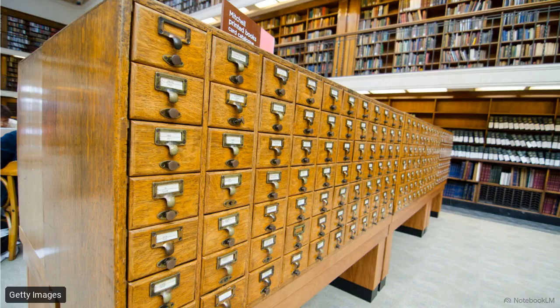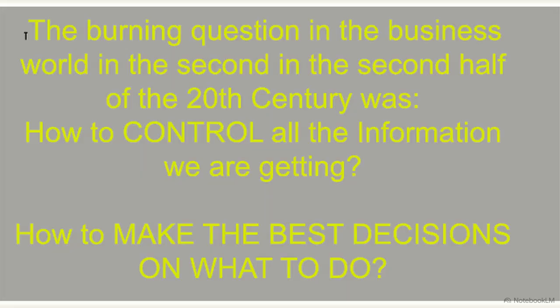By the 20th century, the amount of recorded knowledge grew into a vast ocean of paper. This photo shows a library's wooden cart catalog. Institutions used massive physical indexing systems like this to manage millions of individual facts and documents. This slide shows the burning question for the business world in the second half of the 20th century. People asked, how do we control all the information we are getting? And how do we use it to make the best decisions on what to do?